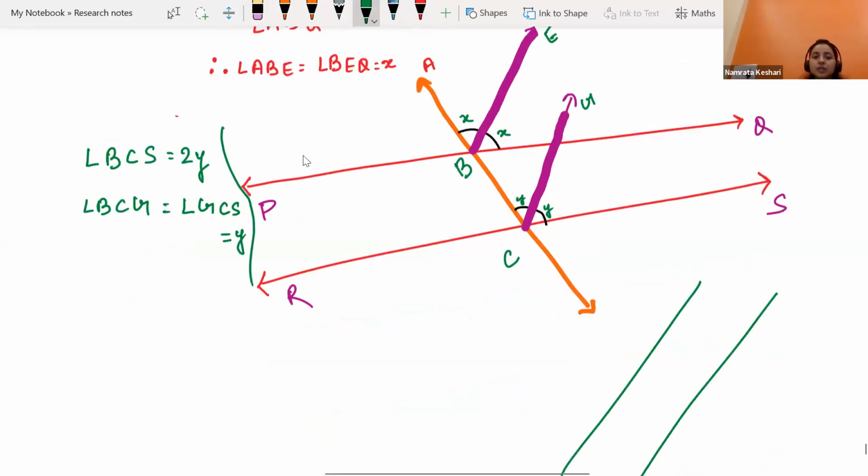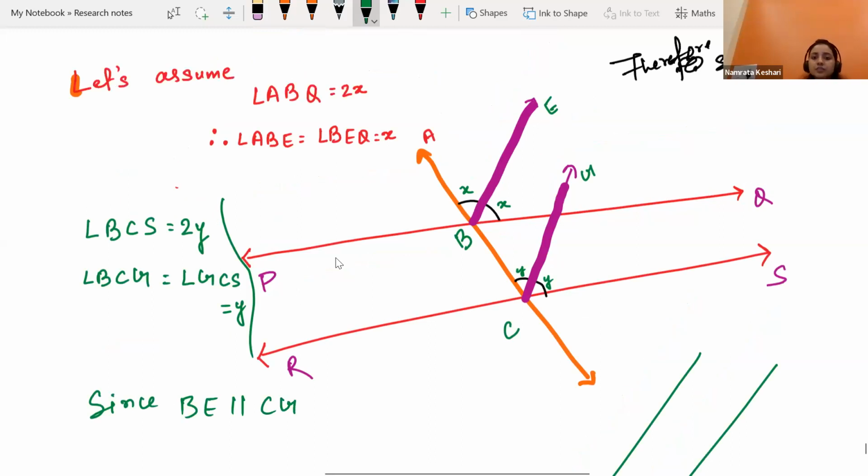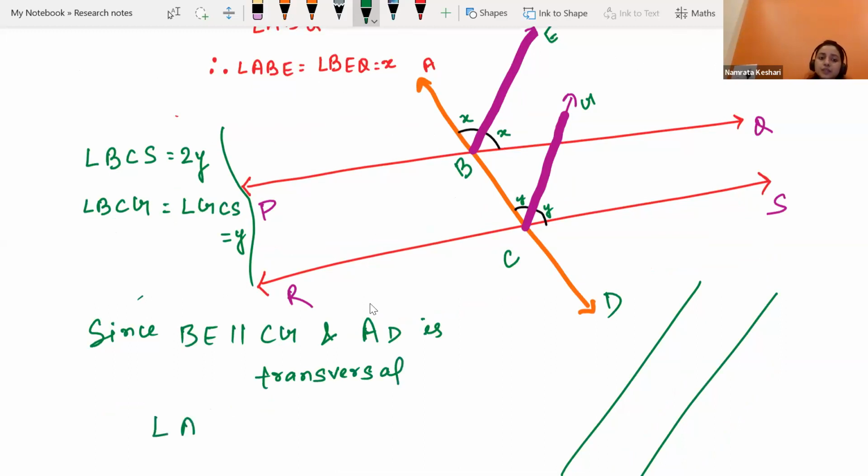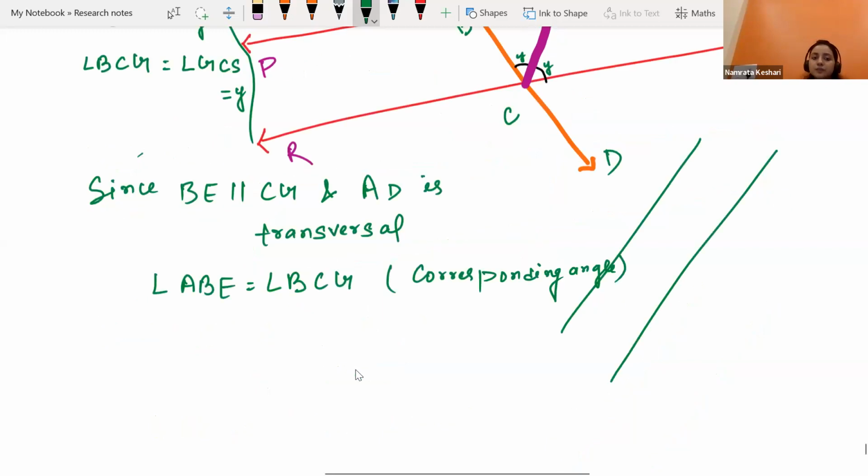No, ma'am. Okay. Since ABG, and also AD, AD is a transversal, right, Sara? Yes, ma'am. Therefore, angle ABE is equal to angle BCG. Corresponding angles. That means x is equal to y, right?